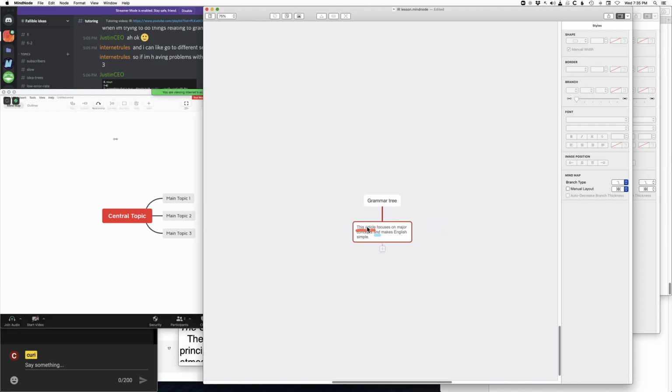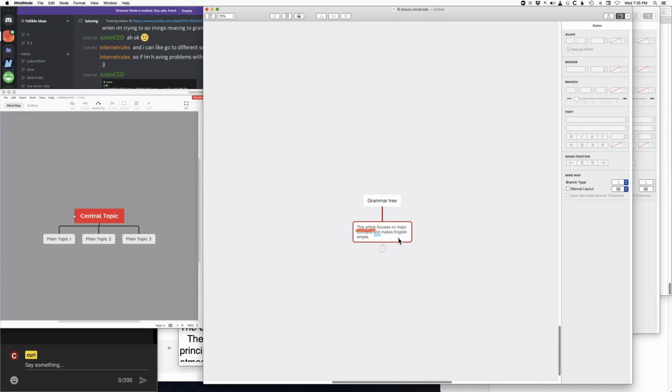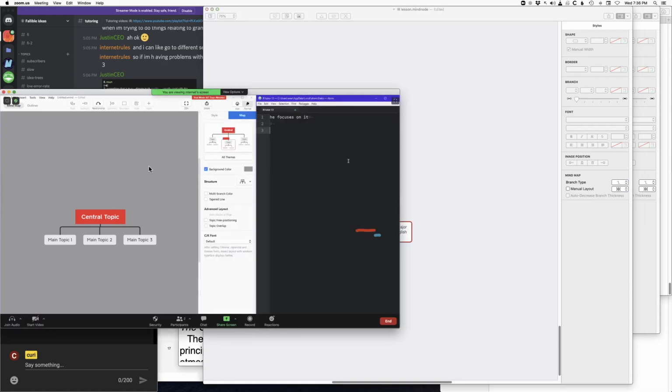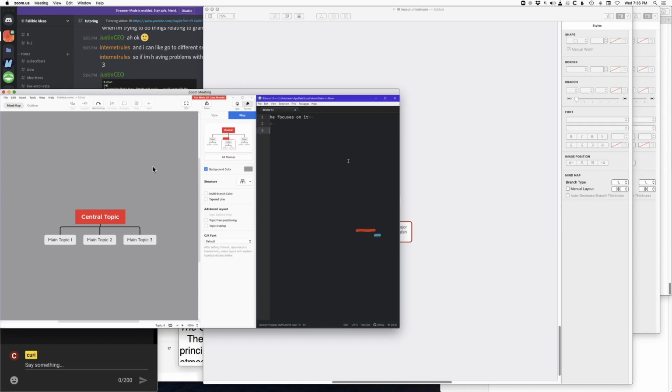Okay, so we have this article, something, and makes English simple. And what is the previous part? Okay, what was the previous major concepts? So it's like explaining what this article is doing, like focuses on major concepts. That feels like it might be some kind of preposition. Well, what is focuses? I don't know. Can you write some sentences with it? Okay. Huh. That seems like a verb. Okay. Try another sentence.